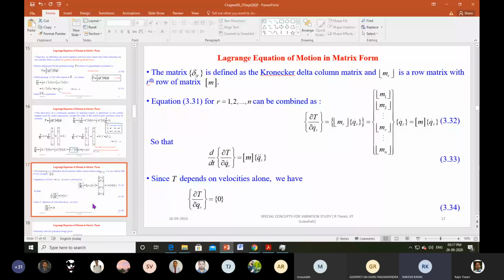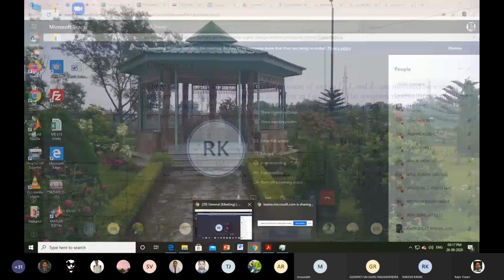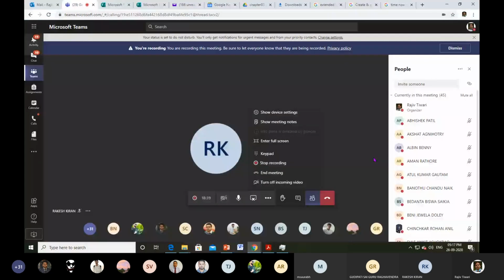Thank you, sir. Yeah. So any other question? Otherwise, I'll take one example: how to obtain the flexibility influence coefficient, and how to obtain the stiffness influence coefficient. This particular example is quite lengthy, so I think a lot of concepts are there in this.